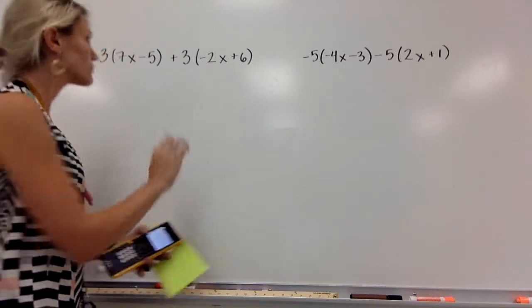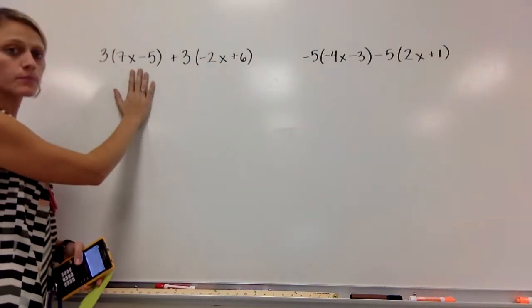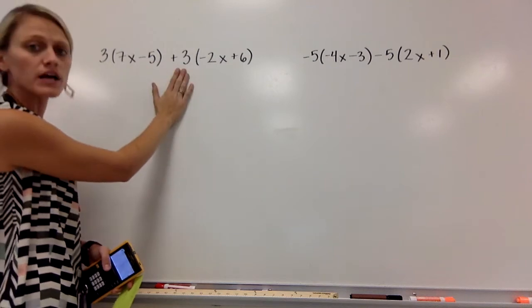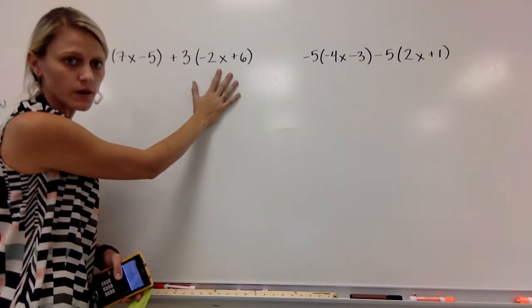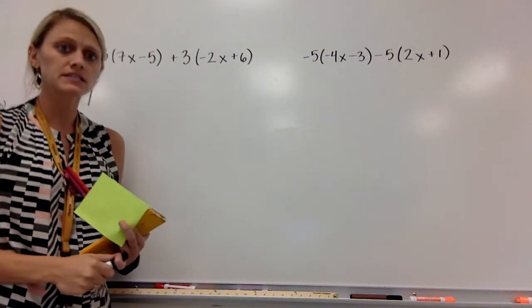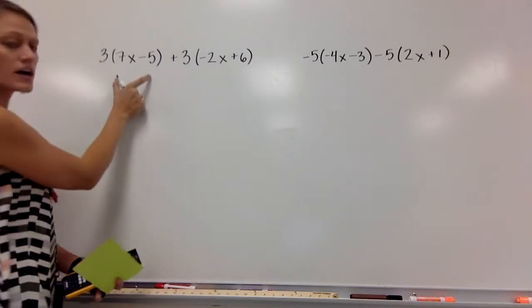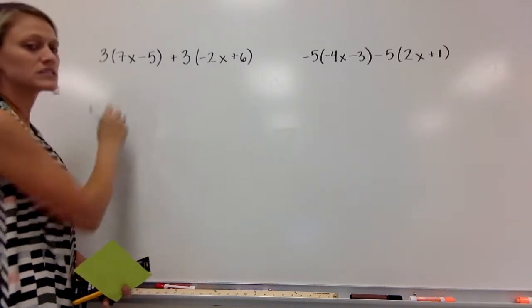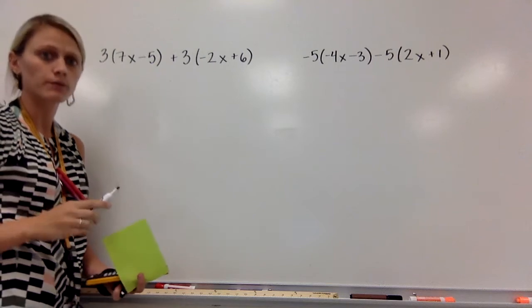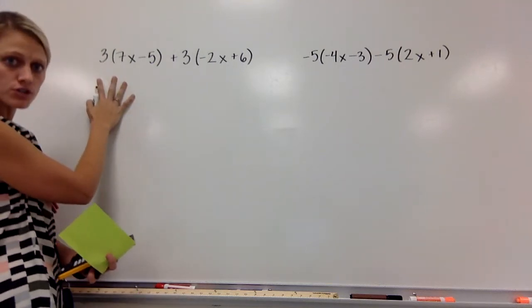Okay. So I'm going to start with 3, and then in parentheses 7x minus 5 plus 3, in parentheses negative 2x plus 6. Okay, so in this case, and I know most of you are cool with this, I've got 2 sets of parentheses, which means I've got 2 sets of distribution happening. Okay, so I'm going to tackle this one first.